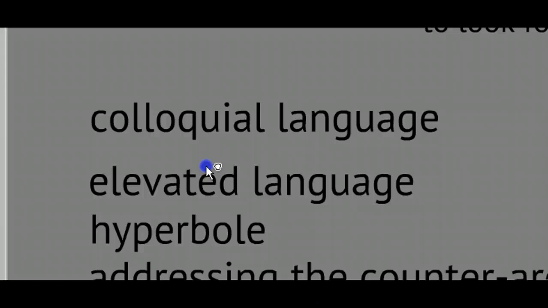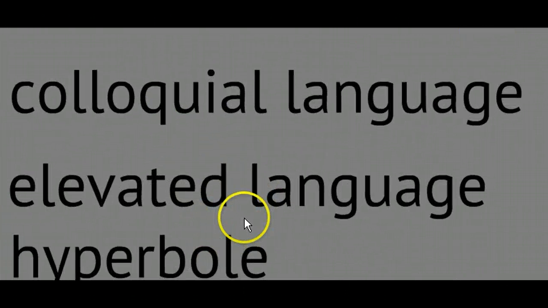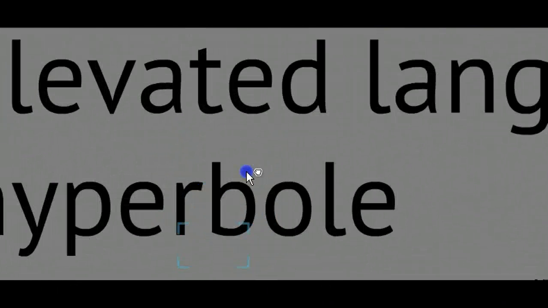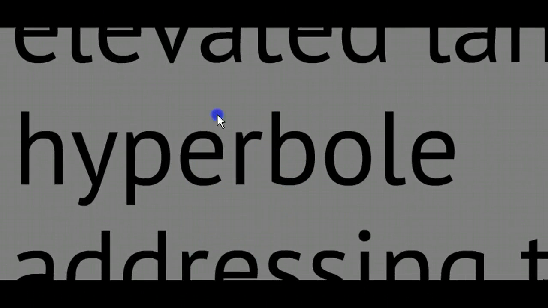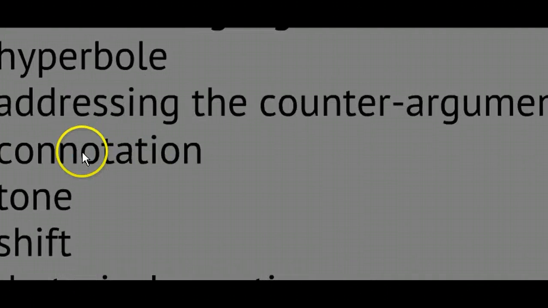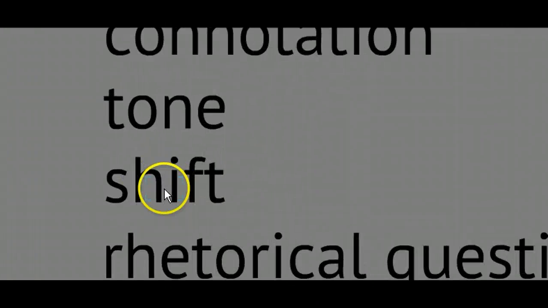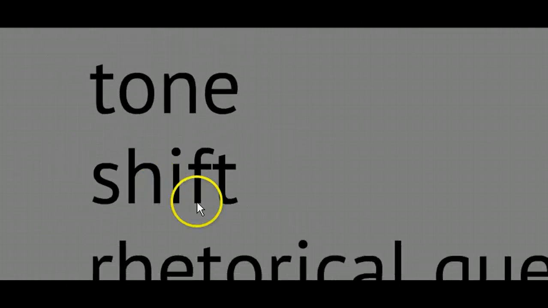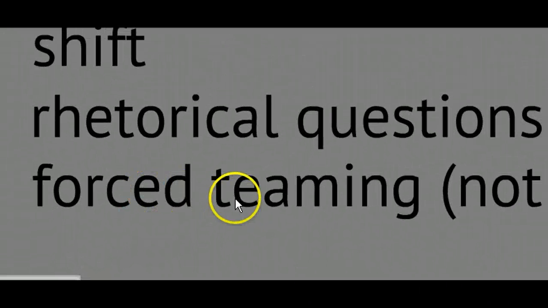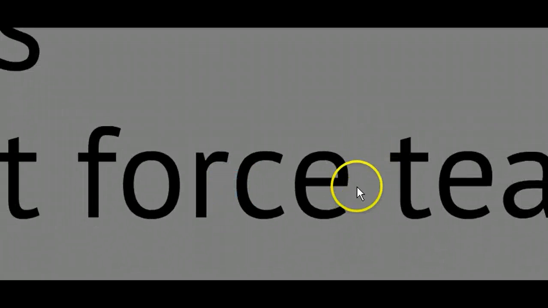So colloquial language would be one. That's like colloquialisms, right? Elevated language, right? Hyperbole, over exaggeration, right? Addressing the counter argument, connotation. Connotation is connected to and creates tone. So that's one you could write about. You'll see shifts happening a lot. Of course, rhetorical questions are popular, and forced teaming is popular. Notice it's not called forced teaming. Make sure you have that D there.